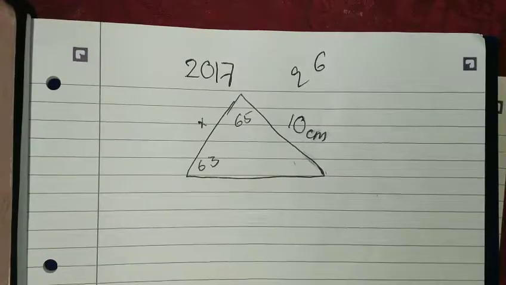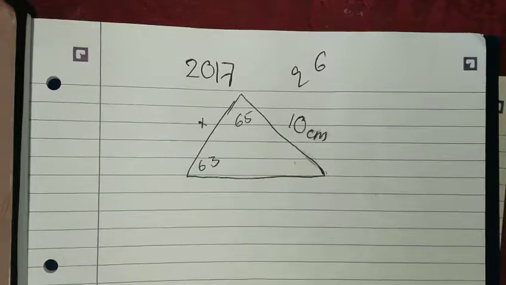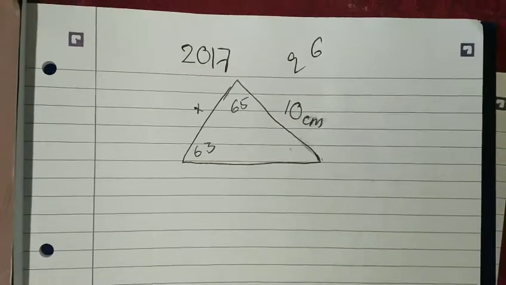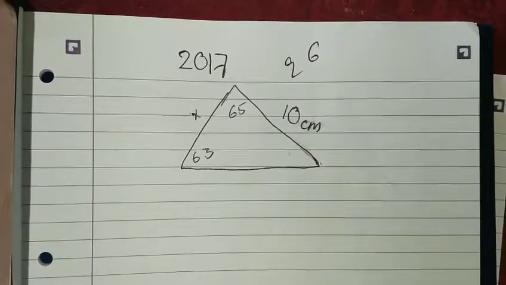So here we have the 2017 question 6. This is on trigonometry and it's Leaving Cert ordinary level. So we are asked to find the distance x in the diagram below, and this is not to scale. Give your answer correct to 2 decimal places.